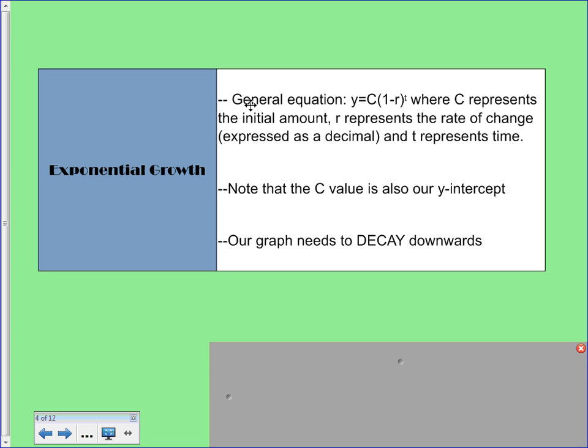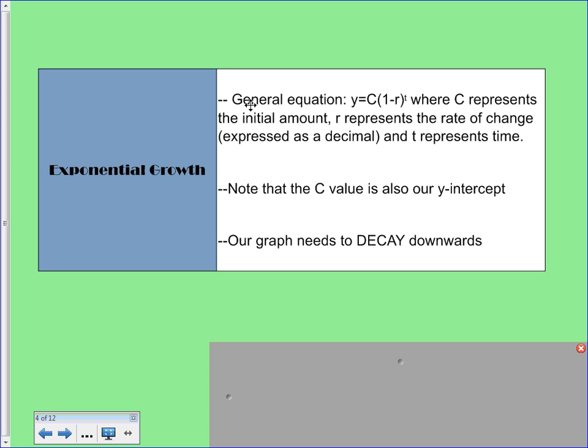There it is. Go ahead and pause the video, write it down if you need to. Otherwise, I'm just going to continue talking through it. The general equation is y equals c times (1 minus r). So instead of 1 plus r, we have 1 minus r raised to the t power, where c represents the initial amount, r represents the rate of change, which is a decimal, and t represents the time.